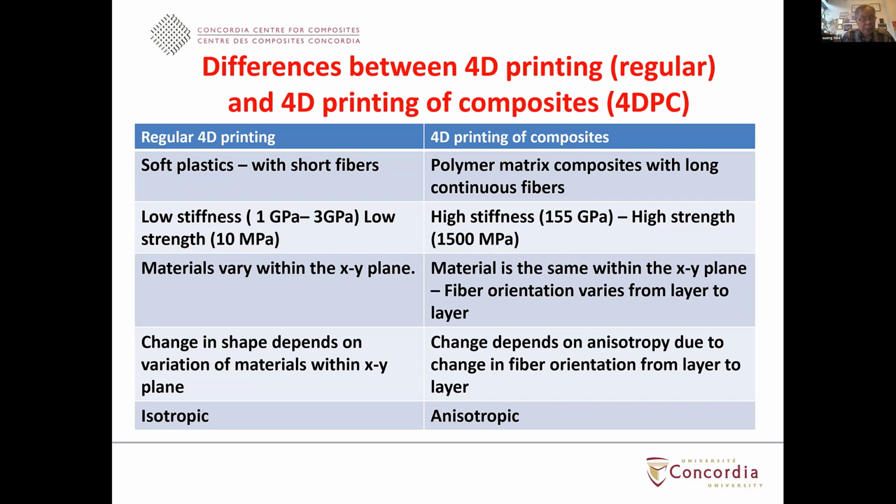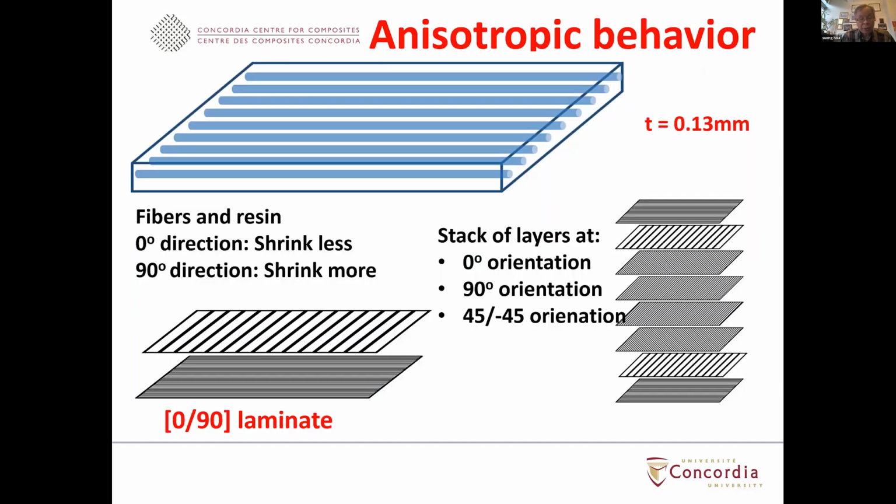And I could say that in regular 4D printing, the material is more or less isotropic. Whereas here, we talk about anisotropic, and we depend on the anisotropy as a way to change the shape. So in this case, we depend a lot on the layup sequence. For example, you have one layer at 0, one layer at 90, another layer at 45, minus 45, and so on.